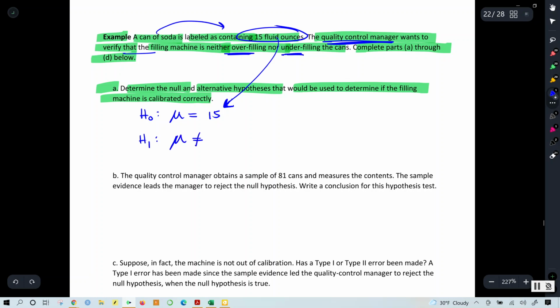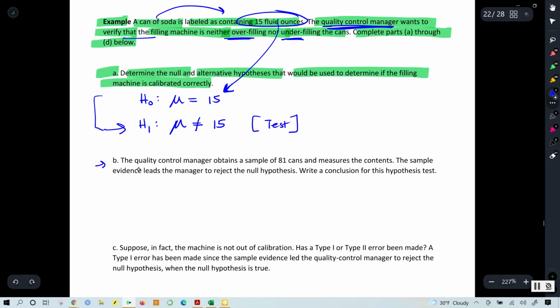So that means we want to test at all points that it is not equal to 15. This is what we want to constantly test for. Once there is evidence to suggest that it is not equal to 15, we might need to recalibrate the machine. So that would be the setup of the null and alternative hypothesis.